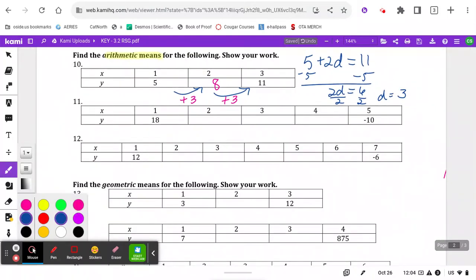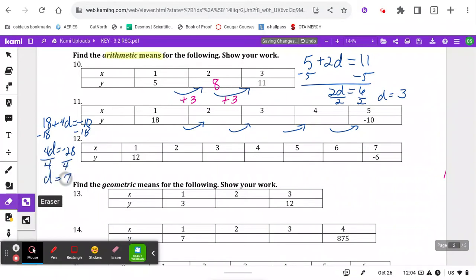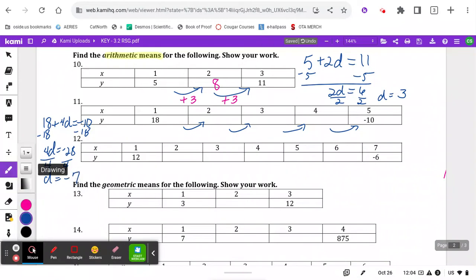So here I go. This is a function that begins at 18. Actually, let me write this over here to the side. Begins at 18 and is adding 1, 2, 3, 4 times. And that's going to end up at negative 10. So then we subtract 18 from both sides. I get 4d equals negative 28. So I get the common difference is negative 7. Why is it negative? Because we're subtracting every time, that number is going down.